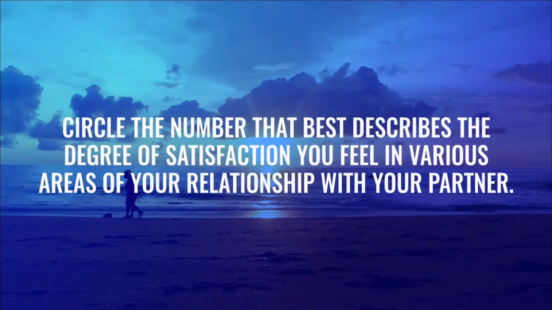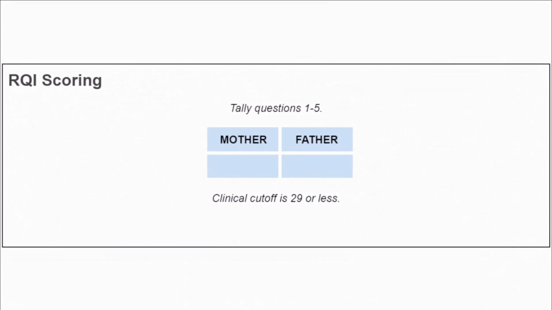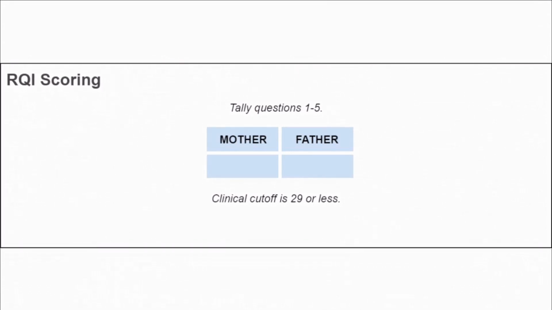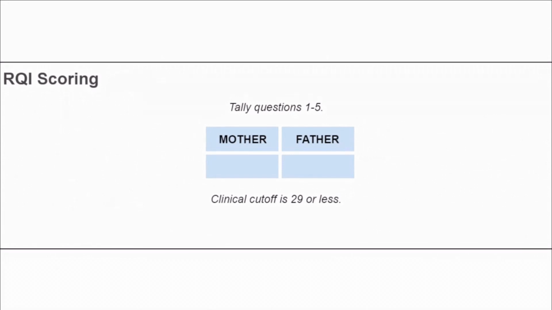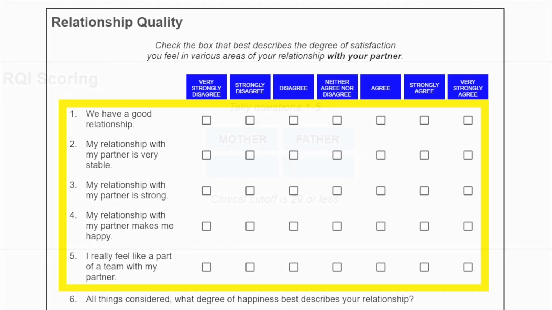In decoding the RQI, as I said, it is very straightforward. You're going to add all the numbers that were given for mother, and then a separate assessment for father, and you're going to tally those questions together. Now, those questions only involve questions 1 through 5. 6 is not included on this assessment.